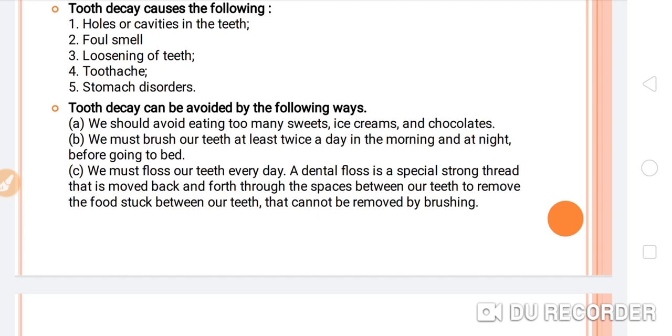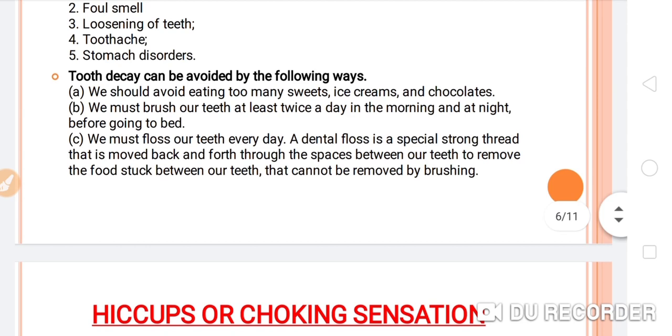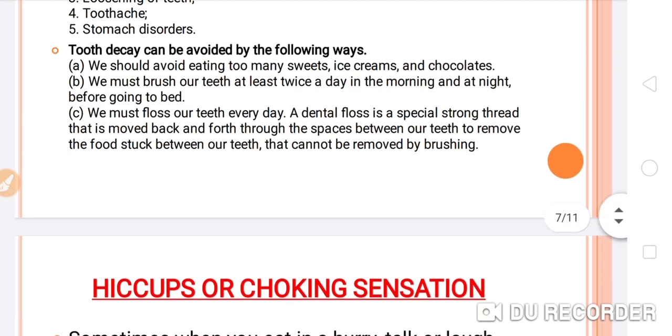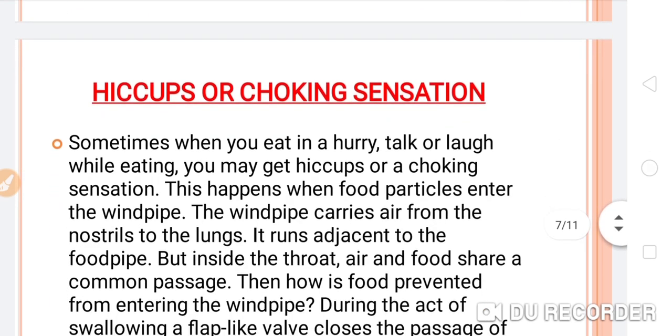Now, second point, we must brush our teeth at least twice a day, in the morning and at night before going to bed. This is a very good habit you have to form. We must floss our teeth every day. A dental floss is a special strong thread that is moved back and forth through the spaces between our teeth to remove the food stuck between our teeth that cannot be removed by brushing. So this is a very important step which we have to take.